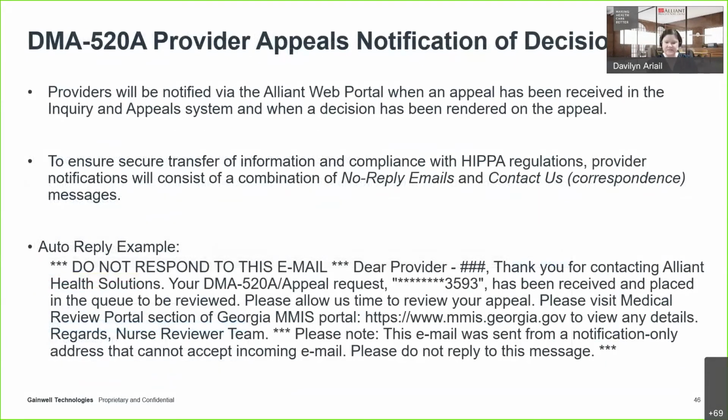Notifications. The system will send a no reply auto notification once the appeal has been received. Once a decision has been rendered, a contact us notification is sent. Approved appeals are sent back to Gainwell for reprocessing. Please allow Gainwell 2 to 3 days to reprocess the approved appeal. The decision letter is attached to the contact us message.